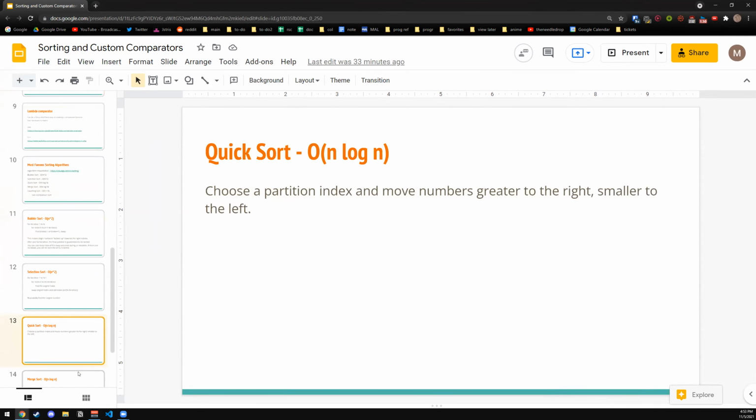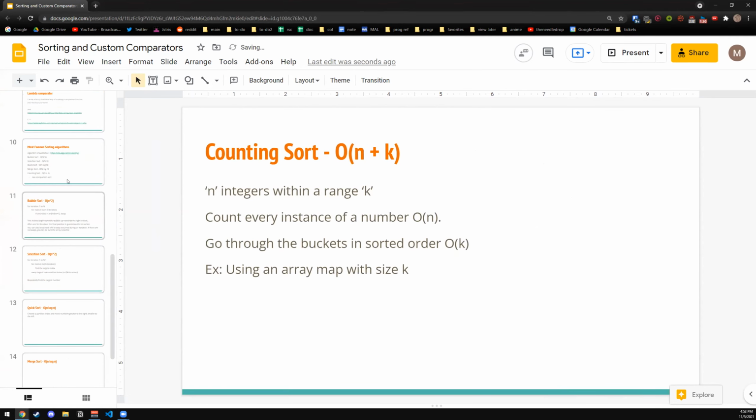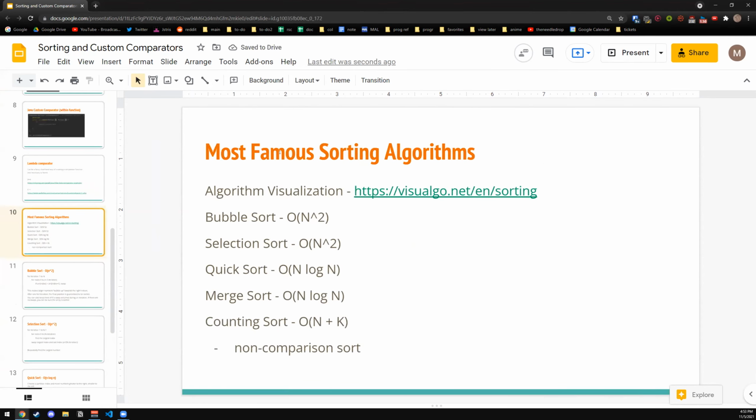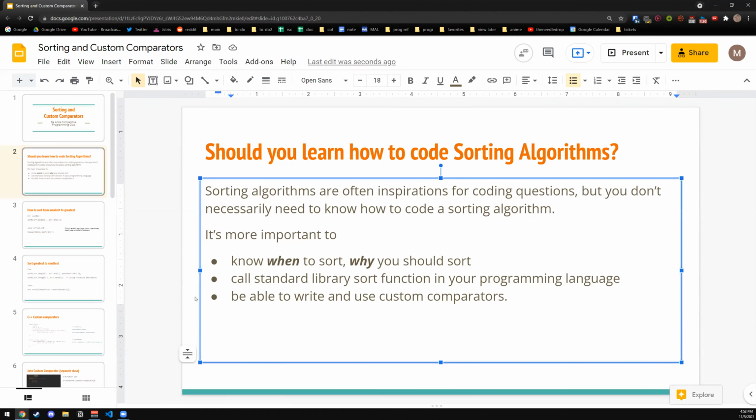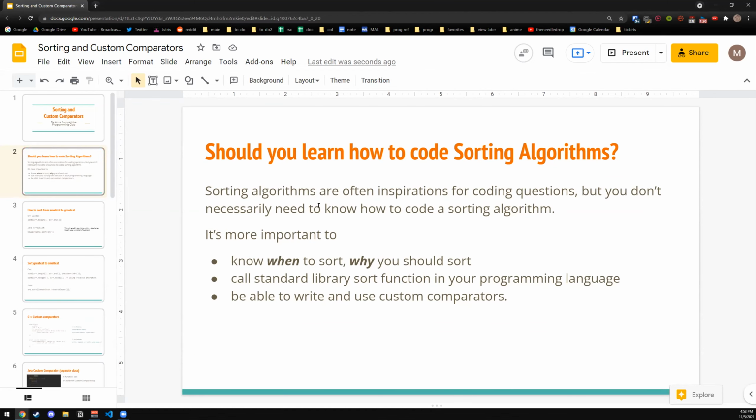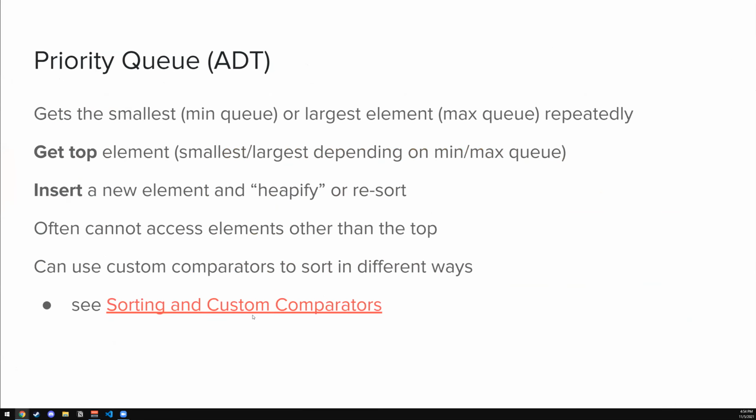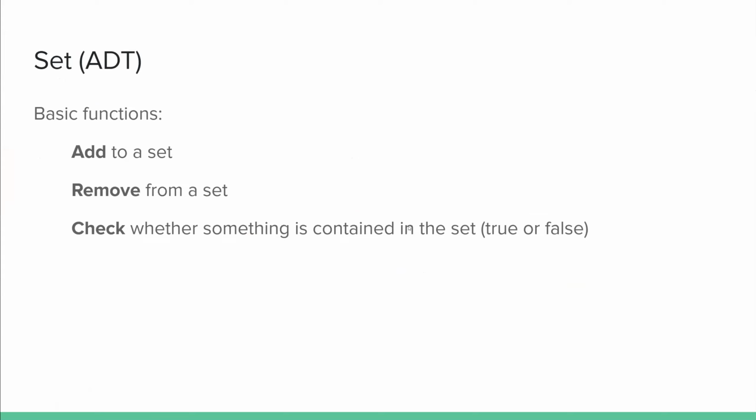And some of the parts on the bottom are kind of work in progress, but you don't really need to know about the most famous sorting algorithms. You just need to know when to sort, why you should sort, how to call the standard library sort function, and be able to write and use custom comparators. So those are going to be the important things for sorting in competitive programming. So a priority queue you can combine with custom comparators, so you can compare in a different way.